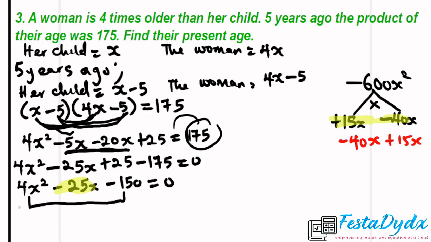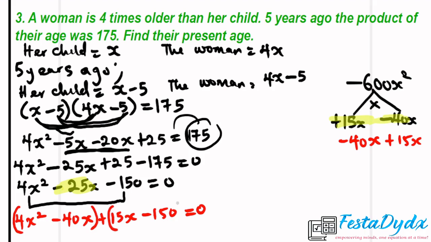So now let's replace. We have 4x squared minus 40x plus 15x minus 150 equal to 0. So the next thing we have to do is to group this in twos. This is the purpose I rearranged it, so that we don't get a minus sign here. If we get a minus sign here, some of us might find it difficult to work with this bracket. So now let's do it this way. Now we've grouped this in twos.